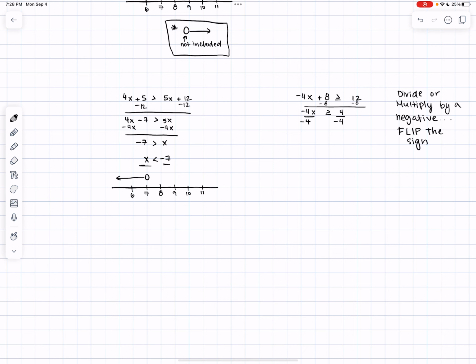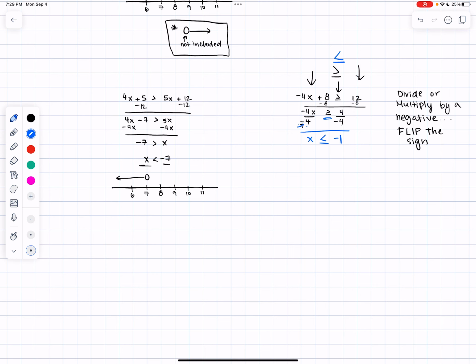So what does this mean? We have this inequality right here where it says that this side is greater than or equal to this side. When we divide by a negative number, what we're going to do is flip the sign. So it's going to become this way. Negative 4 divided by negative 4 is 1, so we don't have to write that. So x, since it's this way and we're dividing by a negative, we're going to flip it. And then 4 divided by negative 4 is negative 1.